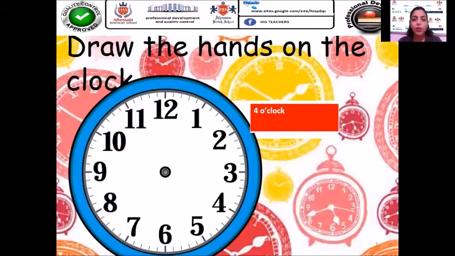All right, Arwa, draw the hands on the clock. The time is 4 o'clock. All right, Miss Ereny. So the hour hand points to 4 and the minute hand points to 12. Perfect. Ranjuna Gamal, draw the hands on the clock. It's 11 o'clock. The hour hand points to 11 and the minute hand points to 12.